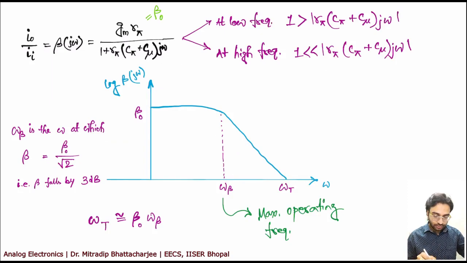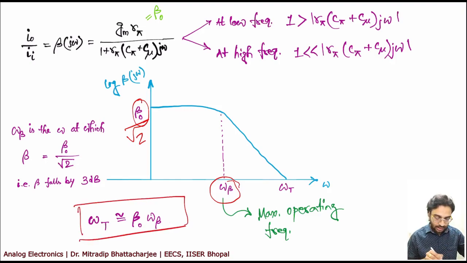And then I also have shown you that there is another term called omega beta. Now omega beta is giving you the value of omega, that means the value of frequency at which your gain beta becomes beta 0 divided by root 2. I mean it falls by 3 dB. And then the relation between omega t and omega beta is omega t is approximately equal to beta 0 into omega beta.